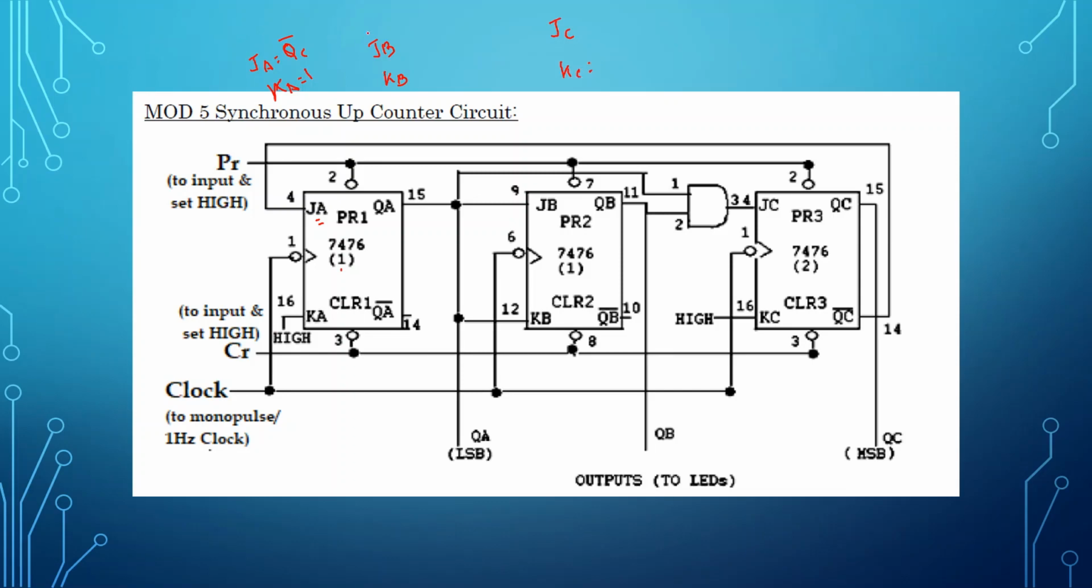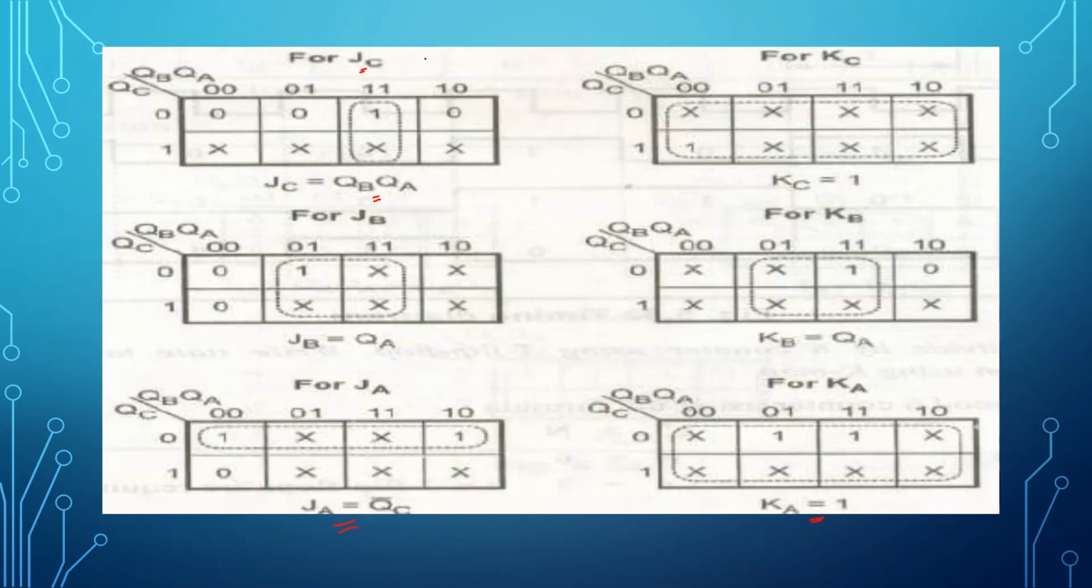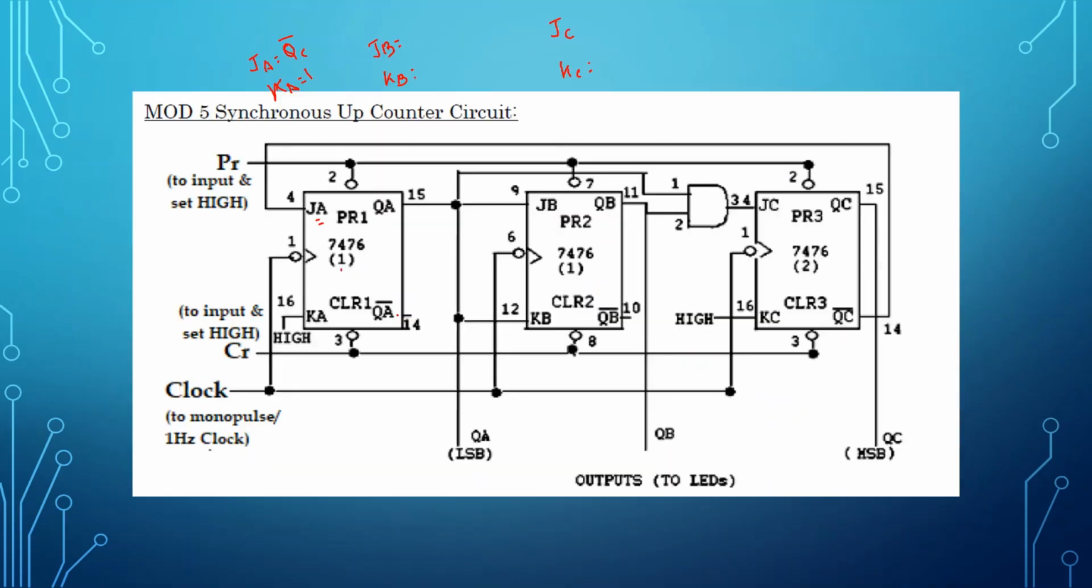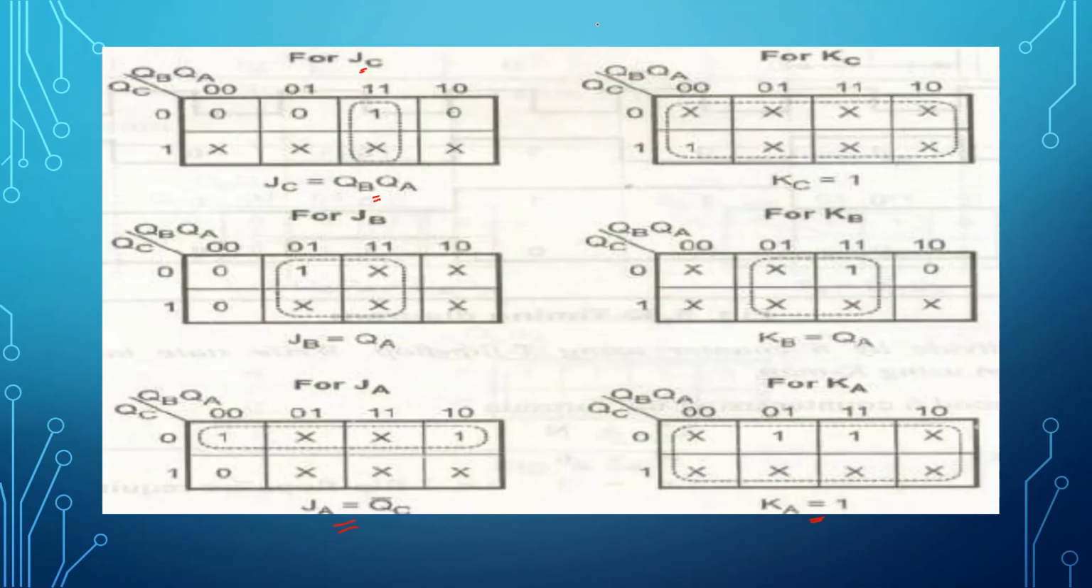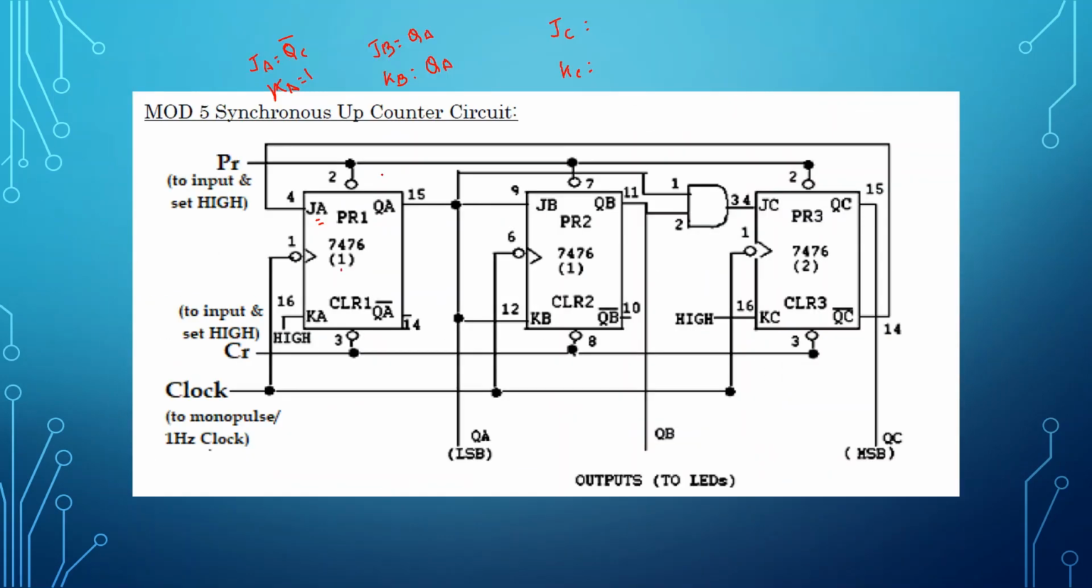So let me find out the formula for this. JB has already been done. JB is QA, KB is QA. JC, let me check. JC is QB into QA, KC is 1. JC is QB into QA. This is 1. So let me go with the connections.